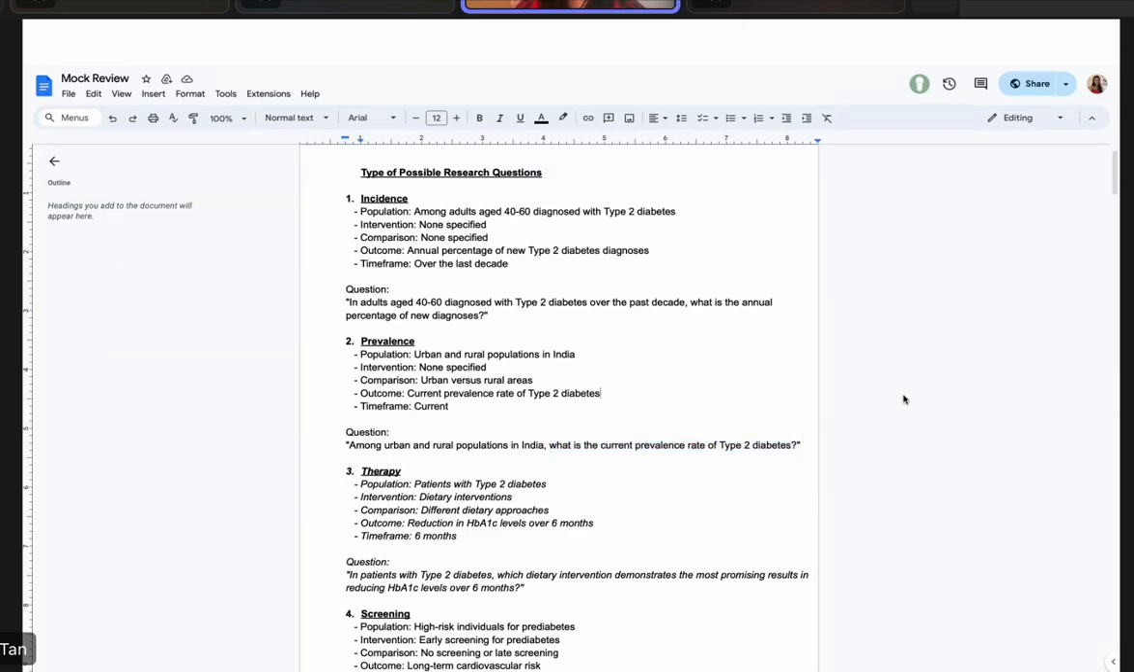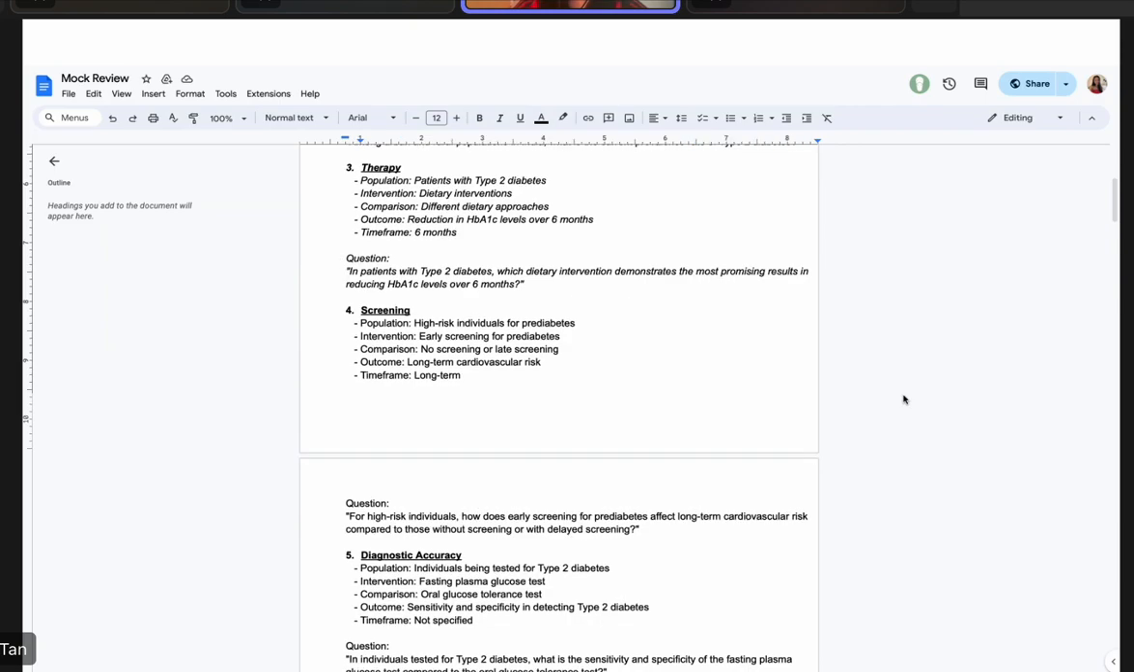Pretty straightforward so far. Okay, so now we're looking at the therapy. This is the one where most people would do systematic review and meta-analysis on, because it helps you find out what's the better way to treat a certain disease, and that's what we usually hone in towards as medical students and doctors. So here, again, PICO, your population, would be patients with type 2 diabetes.